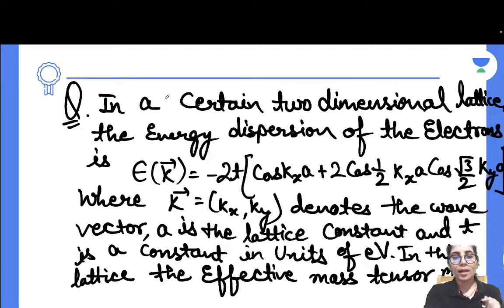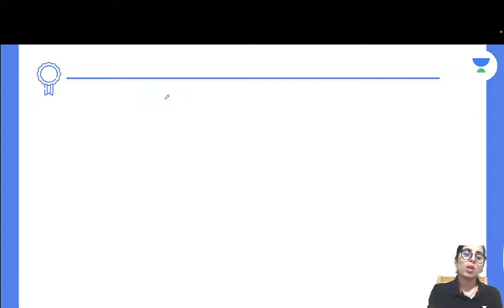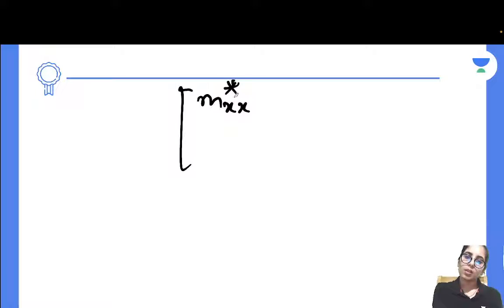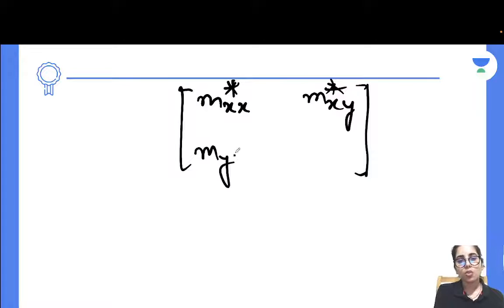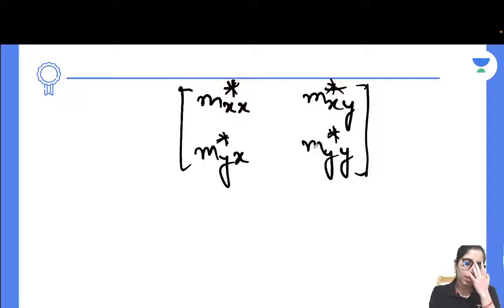We have to see x and y are involved here, right? So 2 by 2 order. What we have to do? We are just going to write mxx star here, that's effective mass, mxy star here, which is first row, second column, right? This is going to be second row, first column, second row, second column, right? That's how you have to consider it. So this is your effective mass tensor.